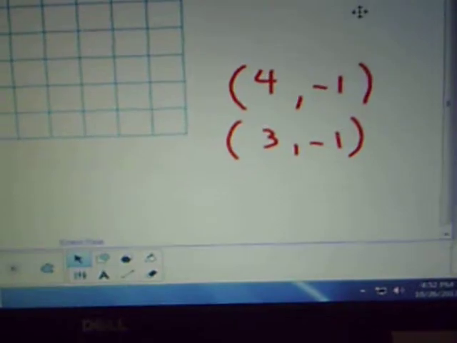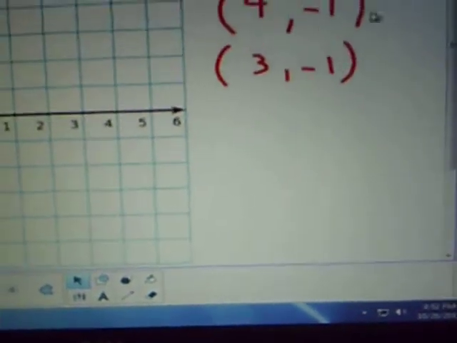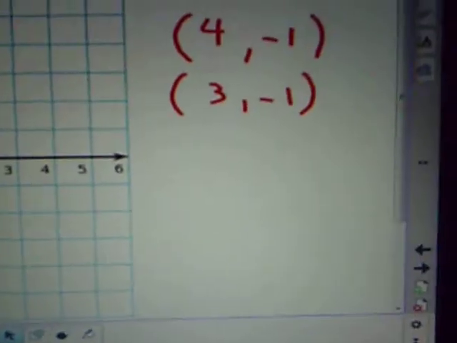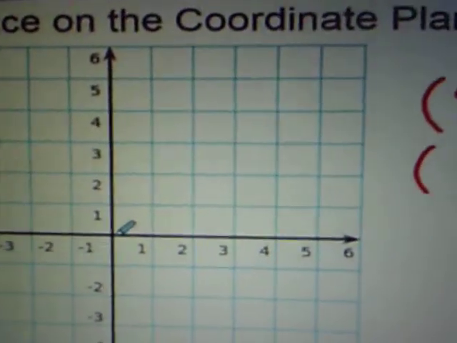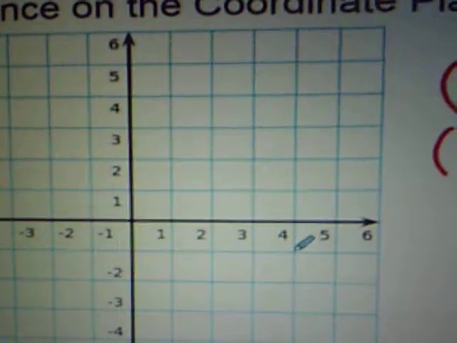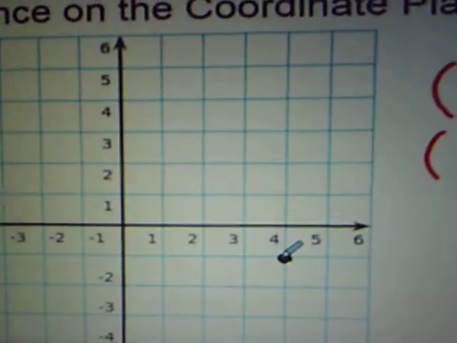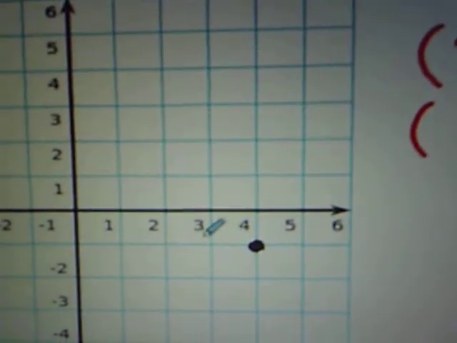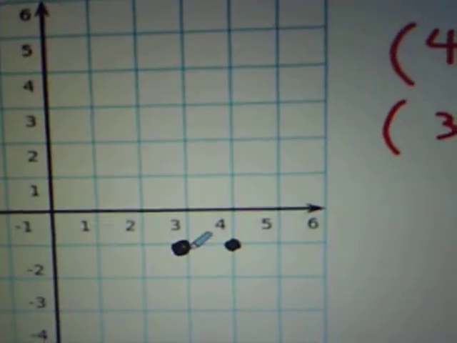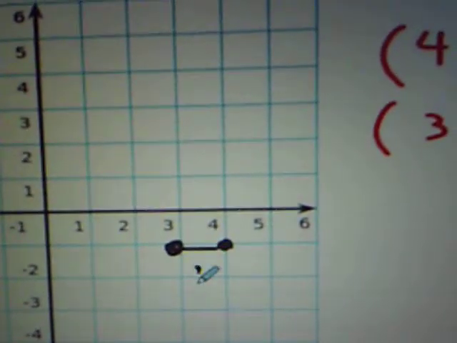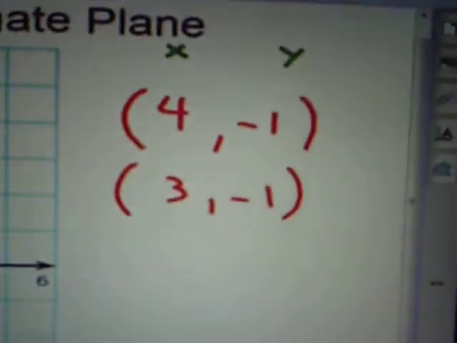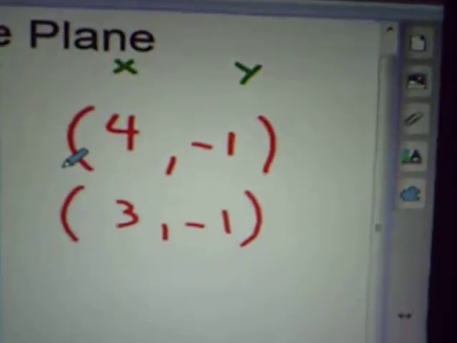Okay? The very last example is as follows. 4, -1 and 3, -1. Put them on there. First, 4, -1. Then 3, -1. What is the distance between them? Well, it's just one space or one block or 1 mile, whatever the map or graph is telling you. But let's find it without using the graph.